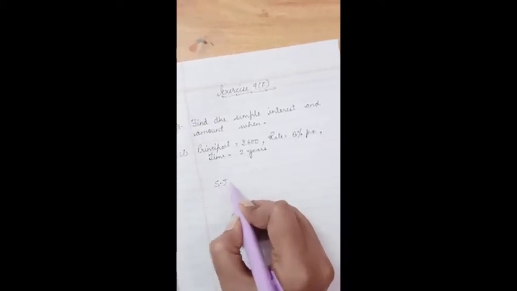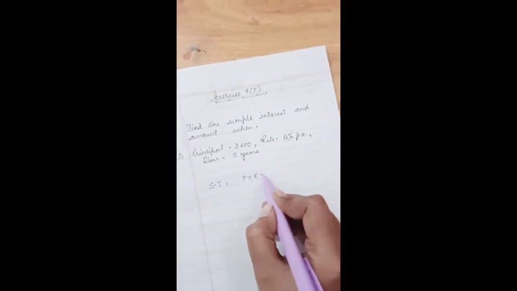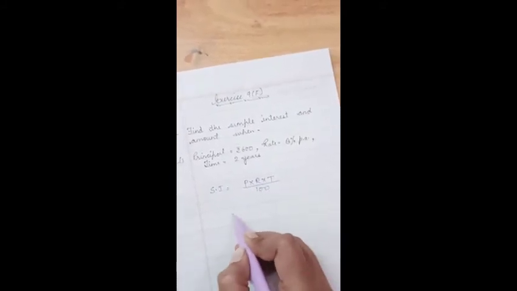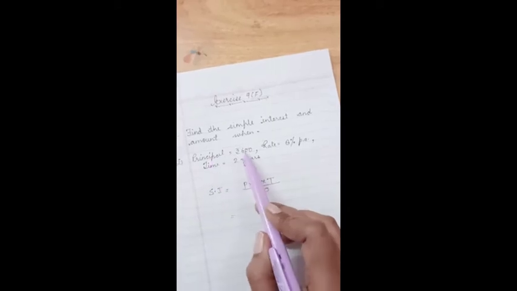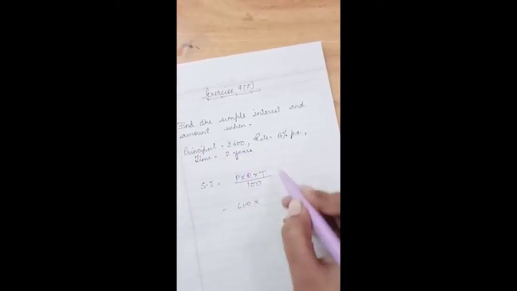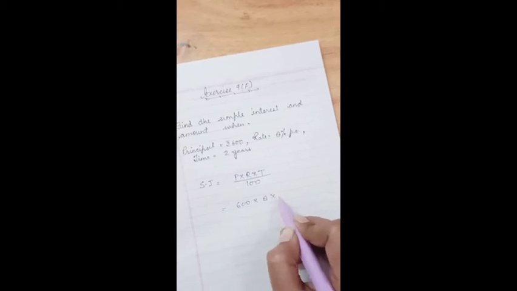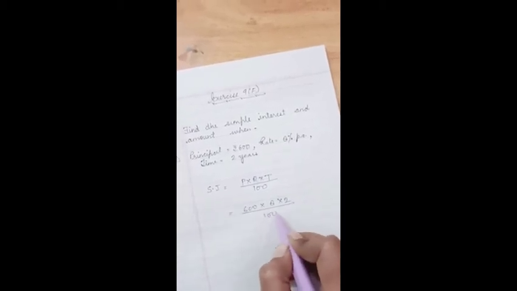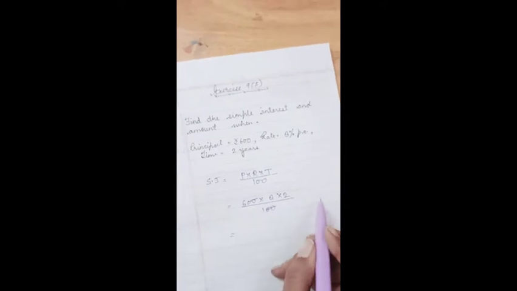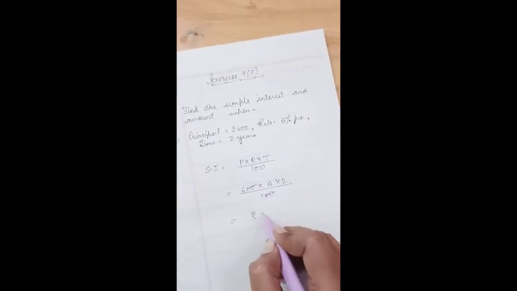Question number 1. Find the simple interest and amount when principal is rupees 600, rate is 8% per annum, which means annually, and the time is 2 years. Now, we know that simple interest is equal to P into R into T divided by 100. What is given? The principal P is 600, rate R is 8 and time is 2 years, divided by 100. Now the zeros cancel out, and when you multiply these numbers you will get rupees 96.